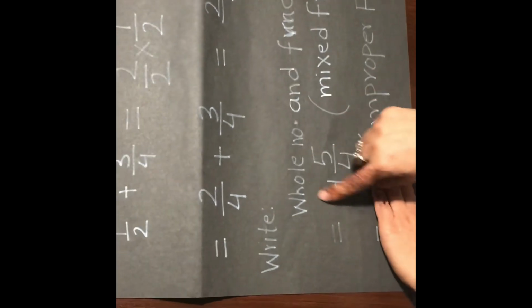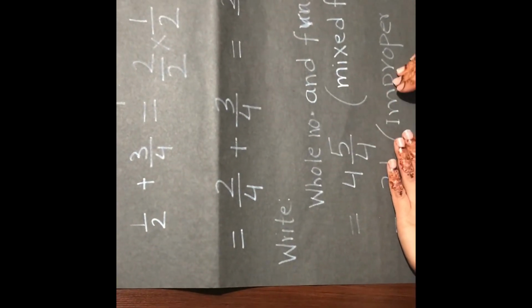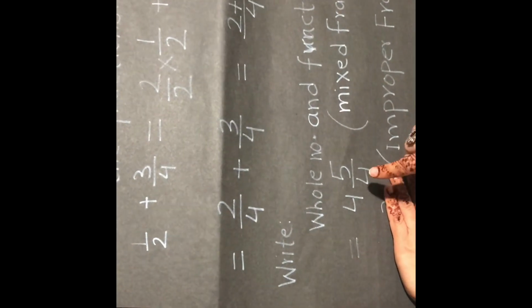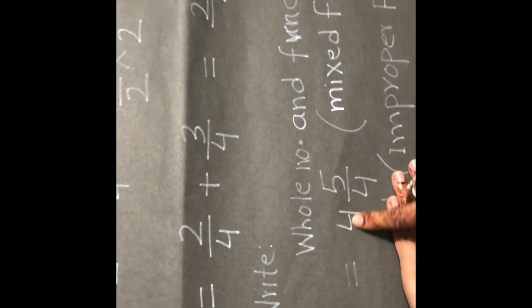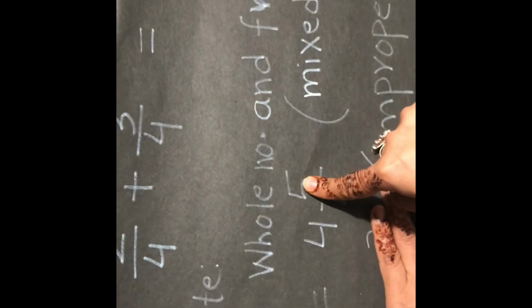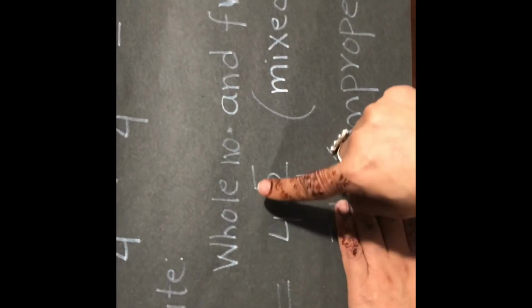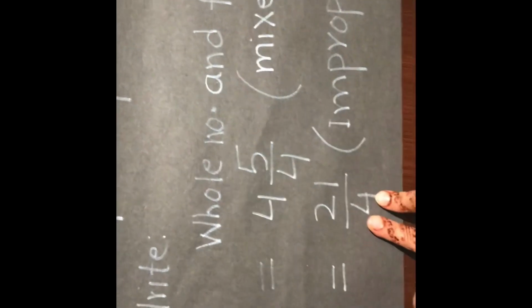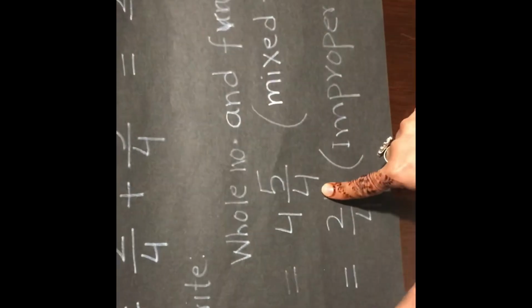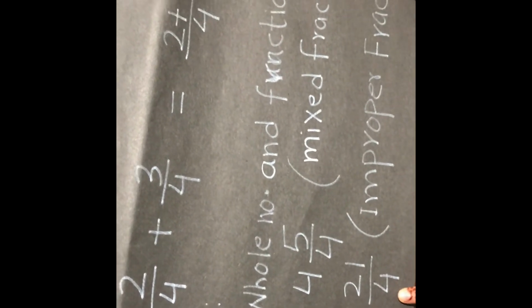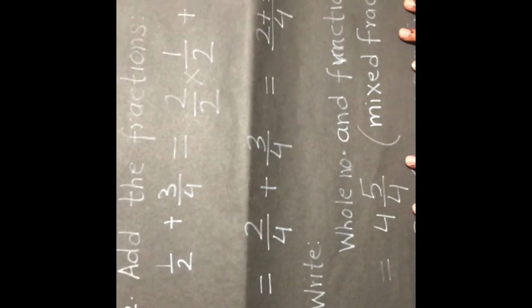We can convert this again into an improper fraction as we have learned before. So let's do it. We multiply the denominator with the whole number. 4 multiplied by 4 is 16. Now 16 we add to the numerator, which is 5. So 16 plus 5 is 21. So here the answer is 21 over 4. The numerator is greater than the denominator. It is called an improper fraction. I hope you liked the video. Thanks a lot.